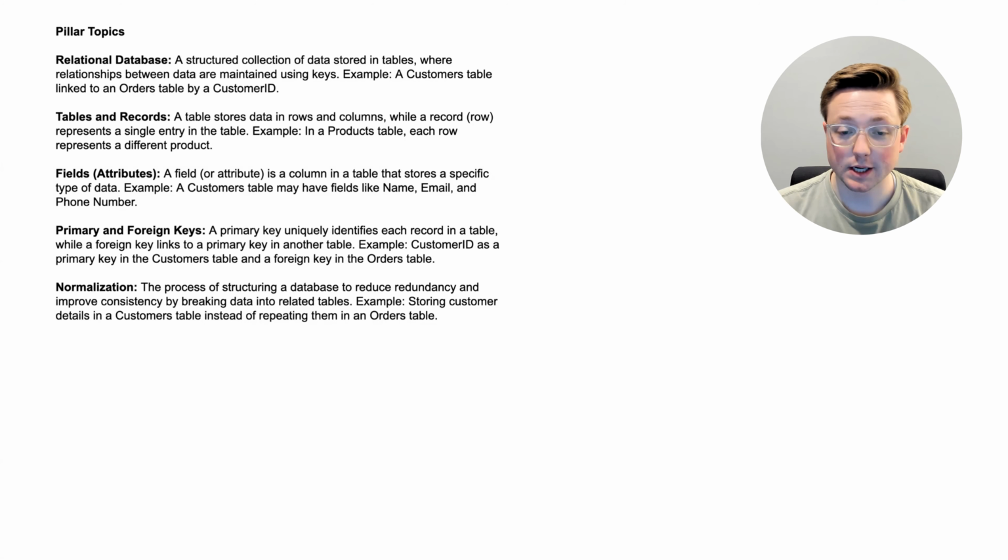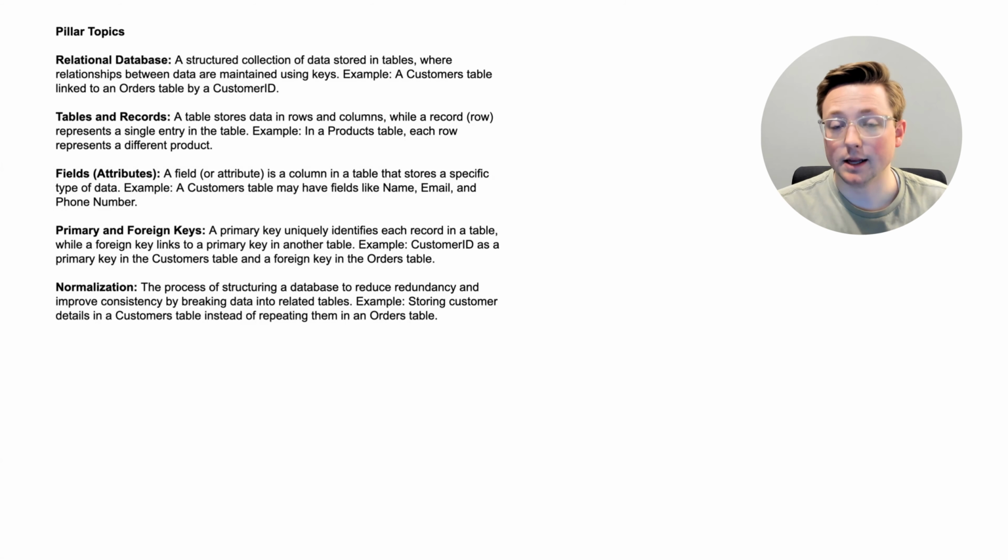Now let's talk about normalization. This is the process of structuring a database to reduce redundancy and improve consistency by breaking data into related tables. So the example of this would be storing customer details in a customer's table instead of repeating them in an orders table. So imagine you had an orders table, and every single time a customer placed an order, it listed out all of that customer's information for every single order in that order table, because the same customer can place multiple orders. So you would just have the same information repeated over and over again.